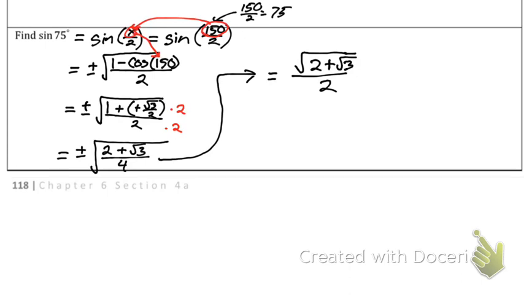Note 75 degrees is in quadrant 1. So that means I'm going to use a quadrant 1 positive or negative. Well, sine is positive in quadrant 1, so it's going to be positive because we are in quadrant 1.